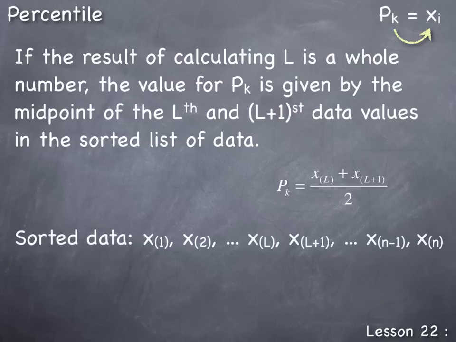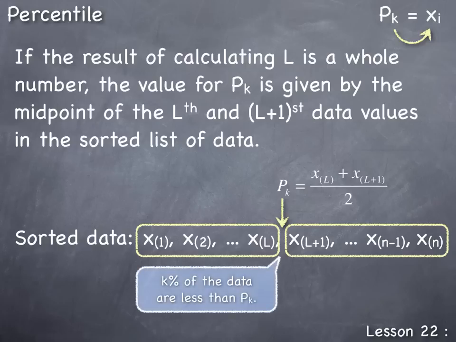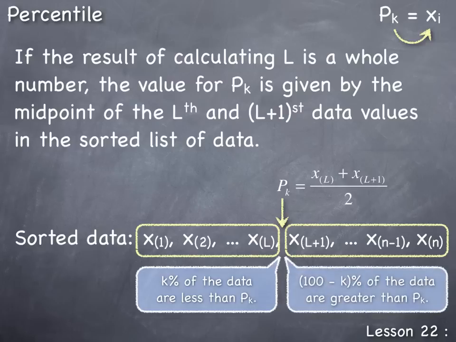So if you look at the sorted list of data, this p sub k percentile is the midpoint between the Lth and the L plus first data value in the sorted list of data. That particular percentile has exactly L data values less than it, and the remaining n minus L data values greater than that. And having L out of the total of n data values less than that gives us k% of the data less than that percentile p sub k. And the remaining 100 minus k% of the data values will be greater than that p sub k.